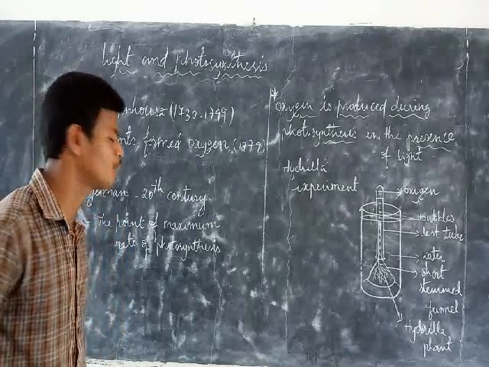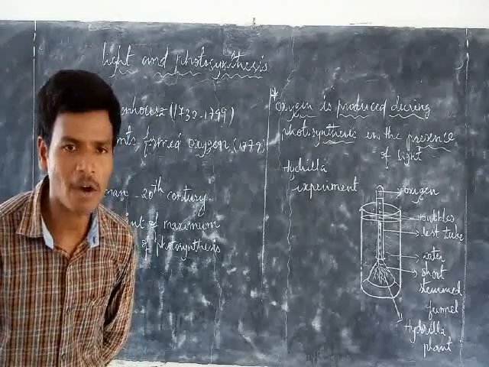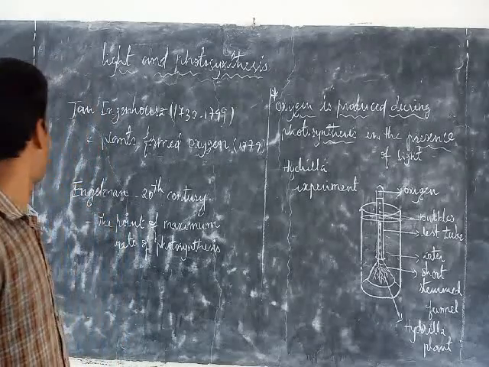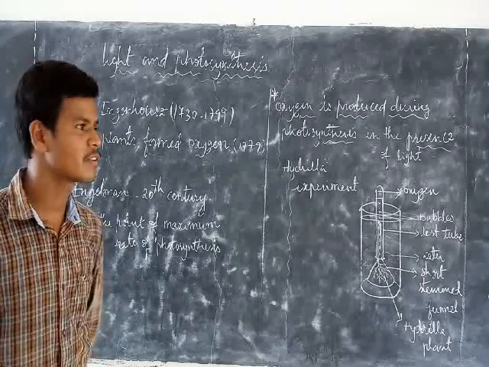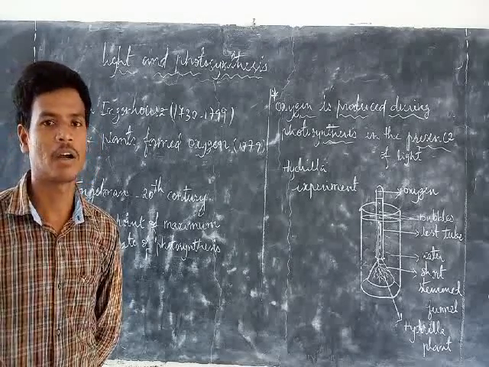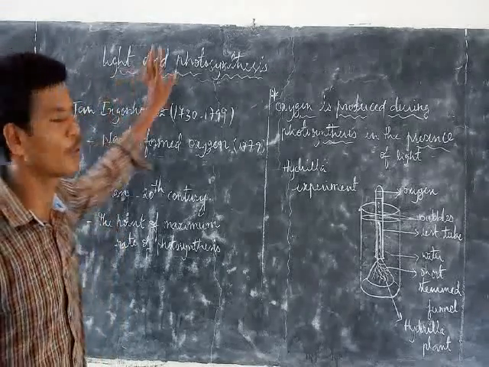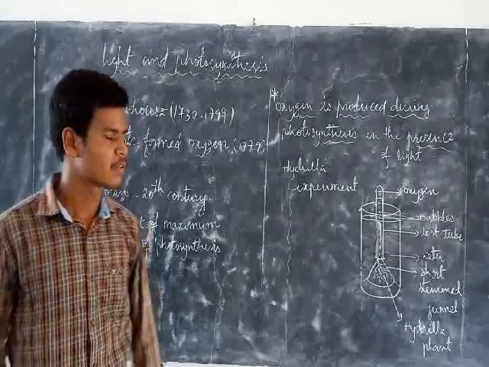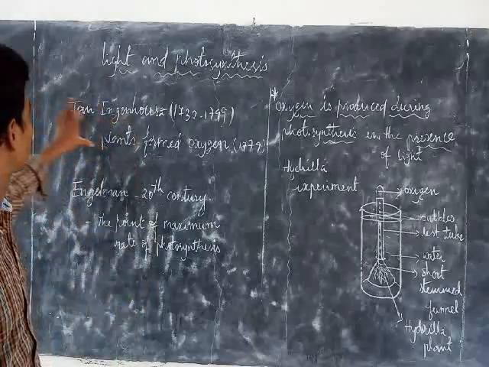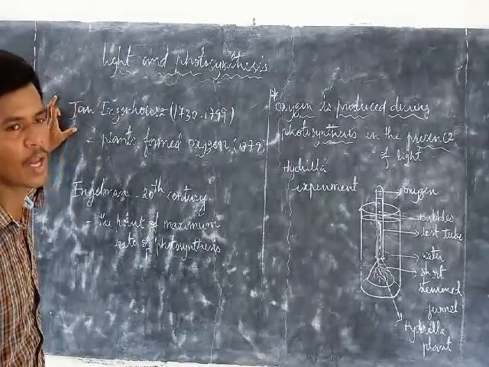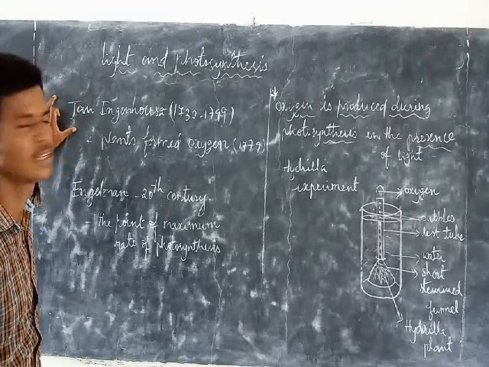And here, if you observe, there are some scientists, John Ingenhousz and Engelmann. Both of them conducted experiments to study light and photosynthesis. Now let us discuss them briefly. First, we take John Ingenhousz. He is a Dutch scientist.